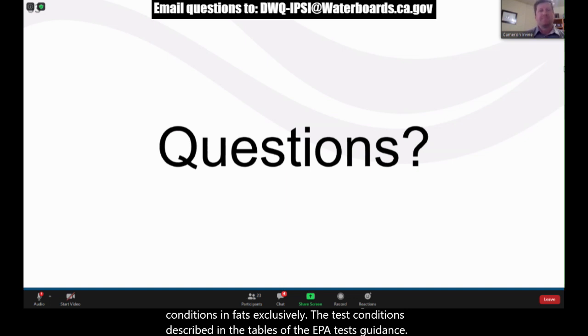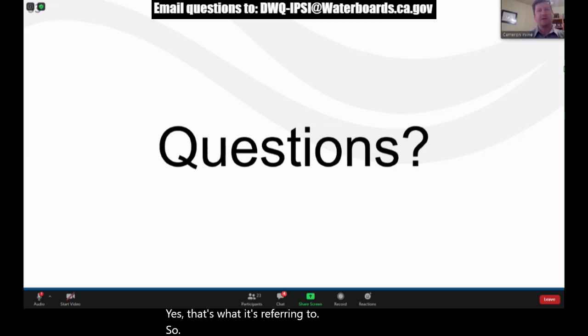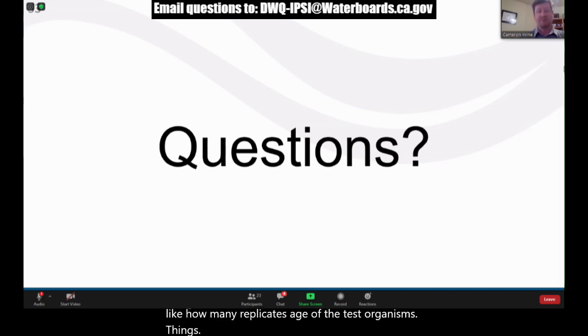That's what it's referring to. Okay. So if so, then the conflict is that there are other test requirements. TAC, test acceptability criteria, are one. The test conditions are really the test procedures, like how many replicates, age of the test organisms, things like that. And so, sure, you don't have a valid test if you don't follow those.